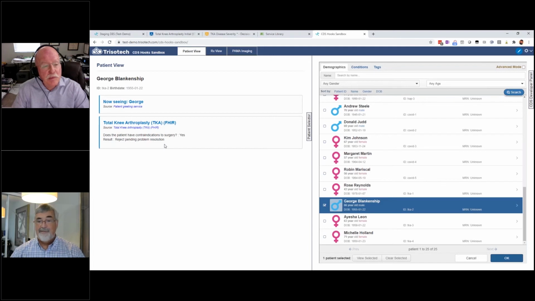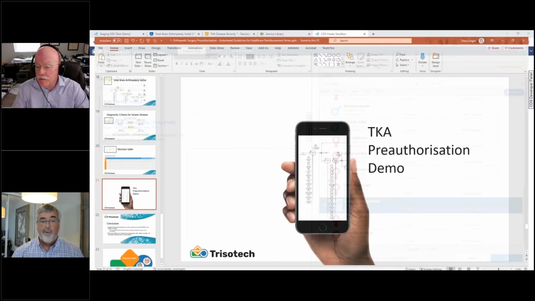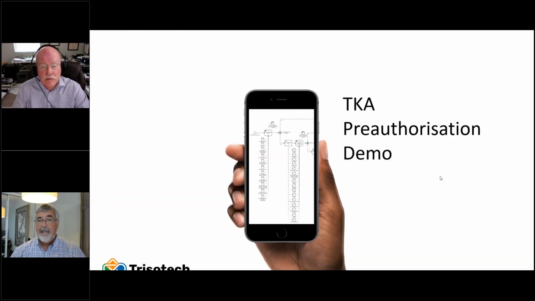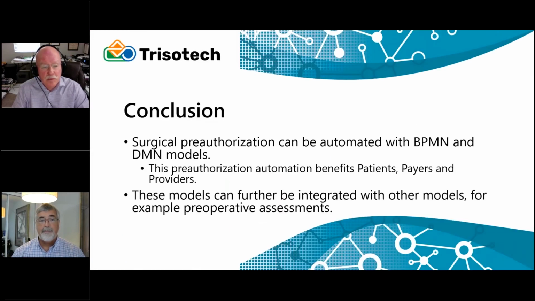So hopefully this gives you a little bit of a sense of what's possible, the art of the possible in capturing guidelines in a visual way that is both amenable to clinicians and that is automatable and integratable into EMR and EHR in a very simple way.